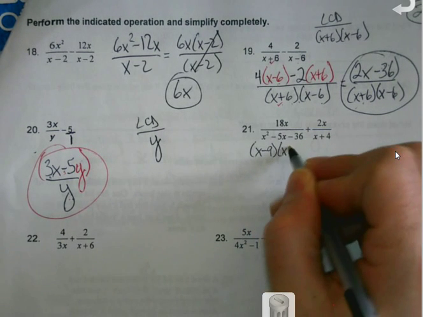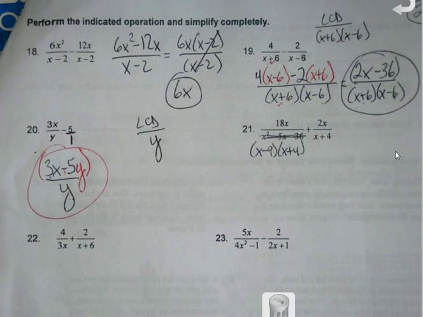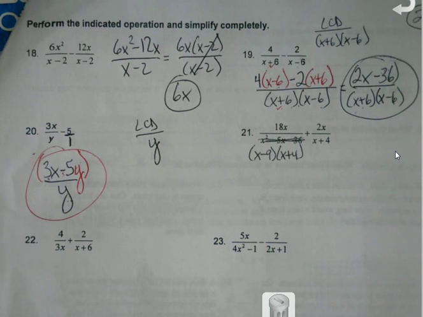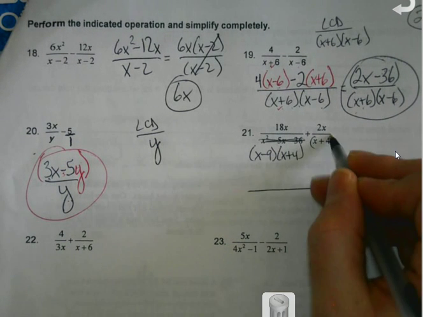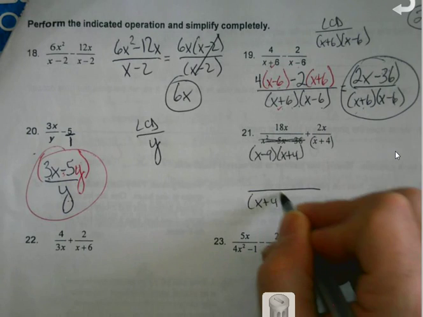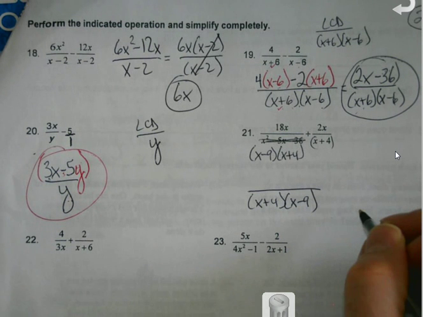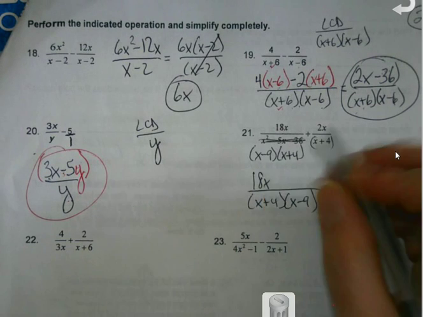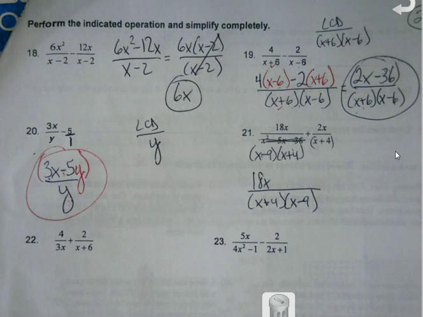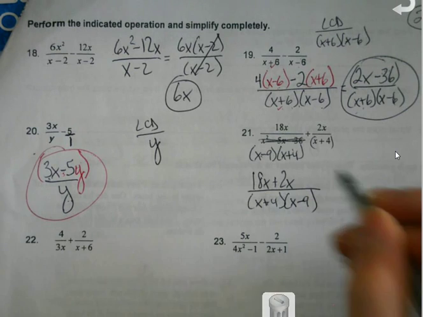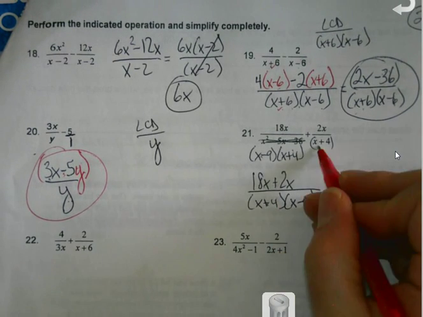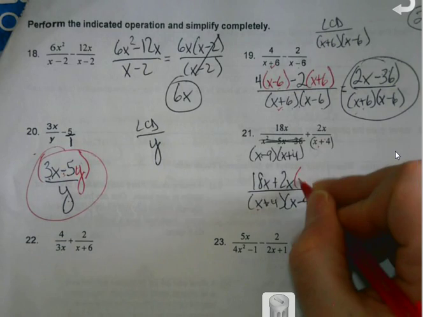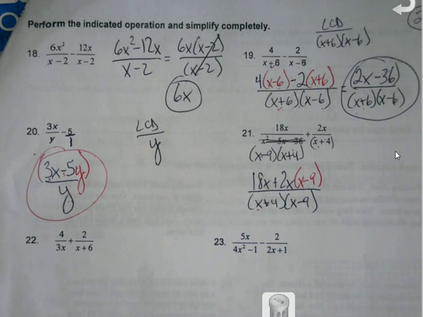Factor, factor, factor. Just denominators when we're adding and subtracting. Just denominators. Find that LCD, which in this case is x plus 4 and x minus 9. So I say, okay, I have this 18x, but I already have everything I need. I'm good. However, when I get to the 2x, I have this part. I still need the x minus 9. And I'm going to go ahead and distribute.